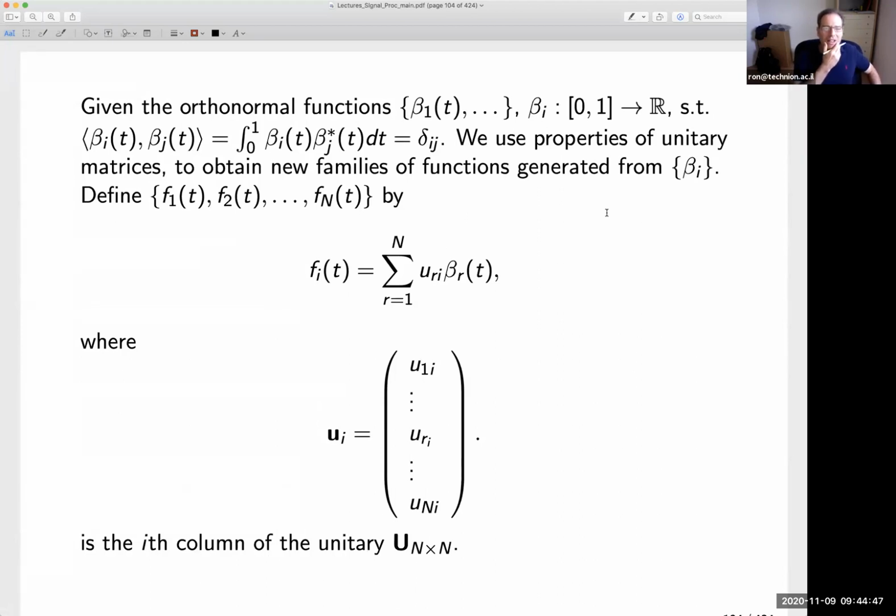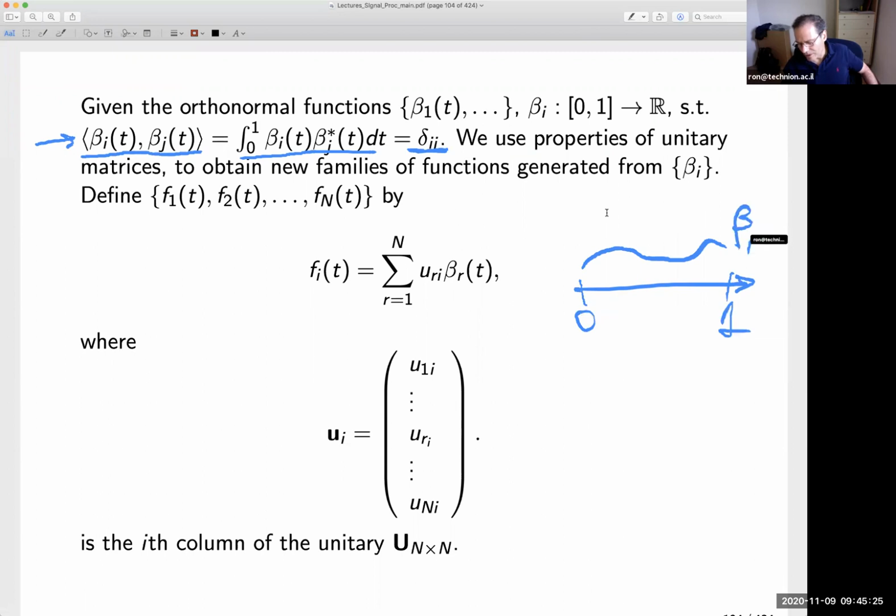Okay, but now we are ready to start manipulating our functions in some interesting way. The same claim that we made about vectors, we can actually make about functions. I mean, we already did. We said that two functions are orthonormal if the inner product between them is equal to the delta_ij. So only if i equals j will the inner product be equal to 1. This is the definition of the inner product between two smooth functions, in this case defined on the interval between 0 and 1. So this would be beta 1, beta 2 would be something else, and what we are looking at here is the definition of the inner product.